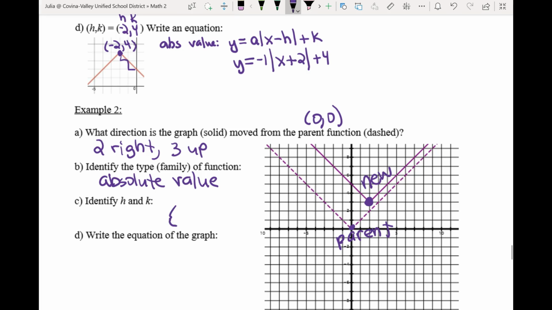Sorry. 2 for H, and what is it for K? 3. Yep. So that's H and that's K. Now if you notice, 2 to the right and 3 up completely matches with the point 2, 3. They all go together because it all starts at the origin.